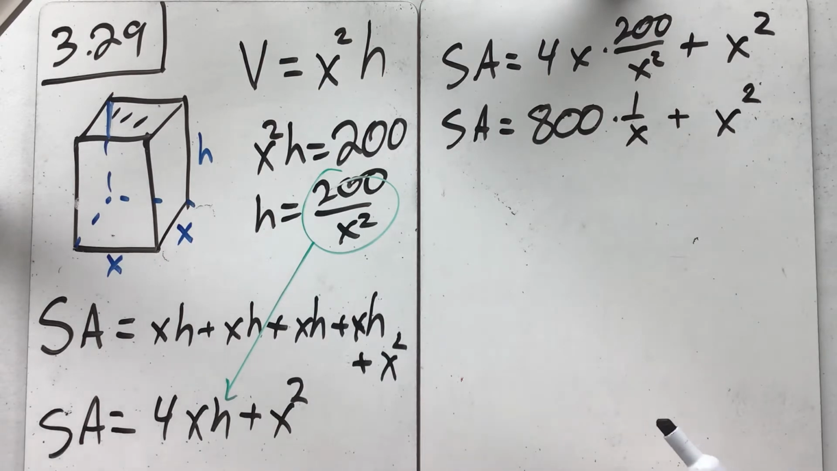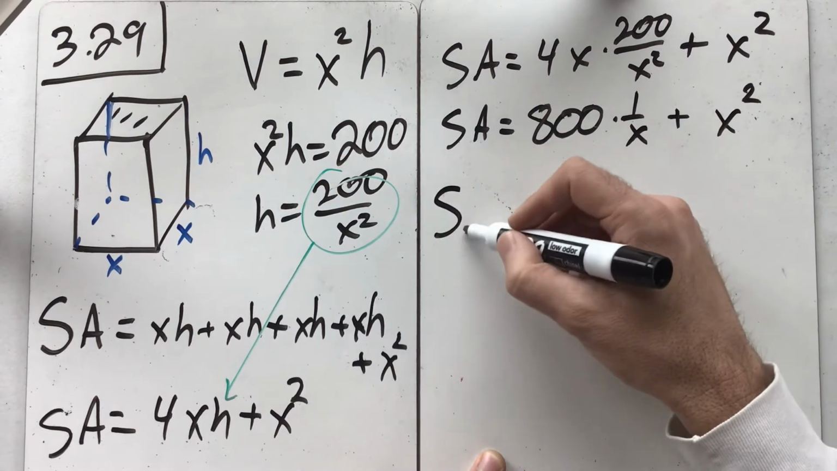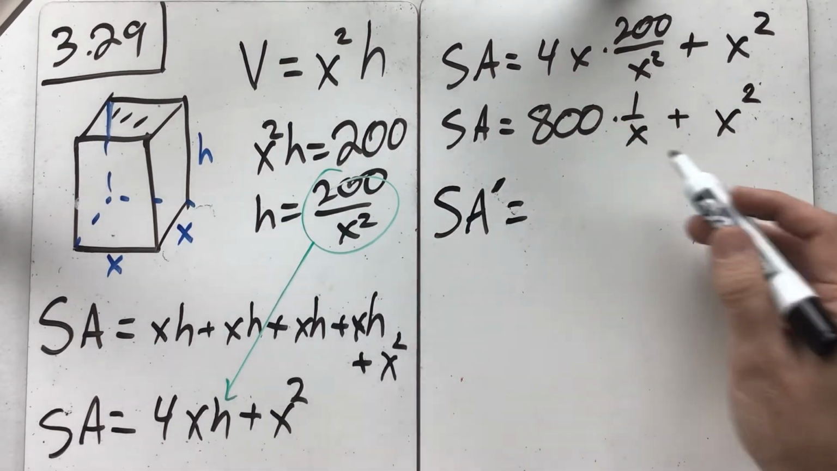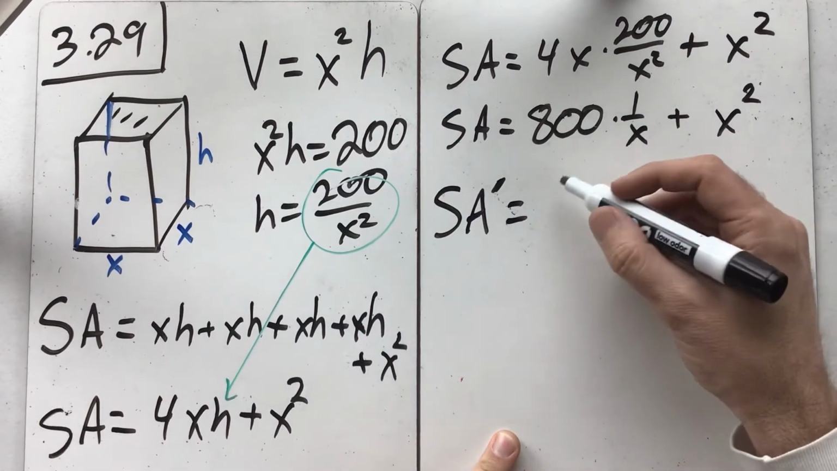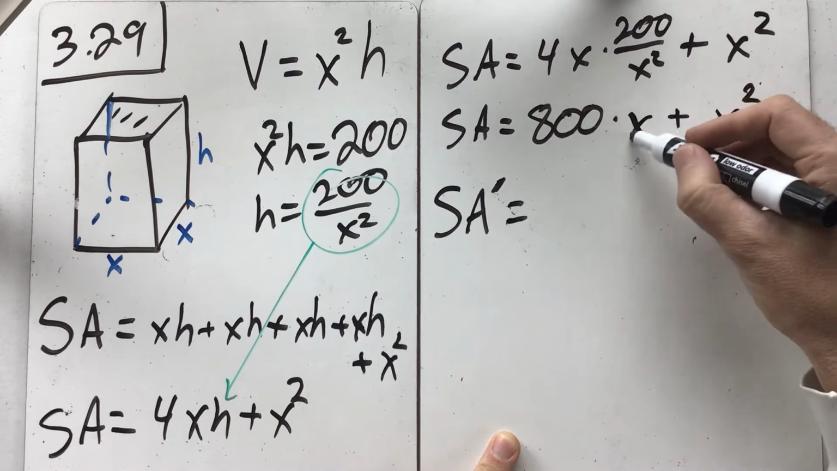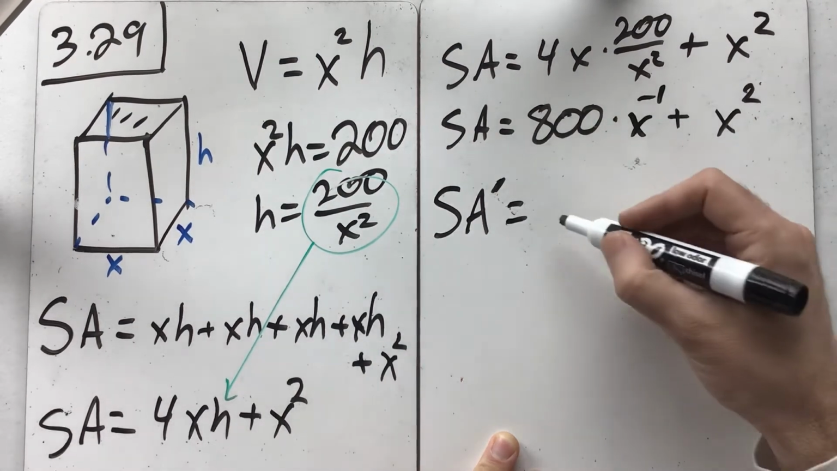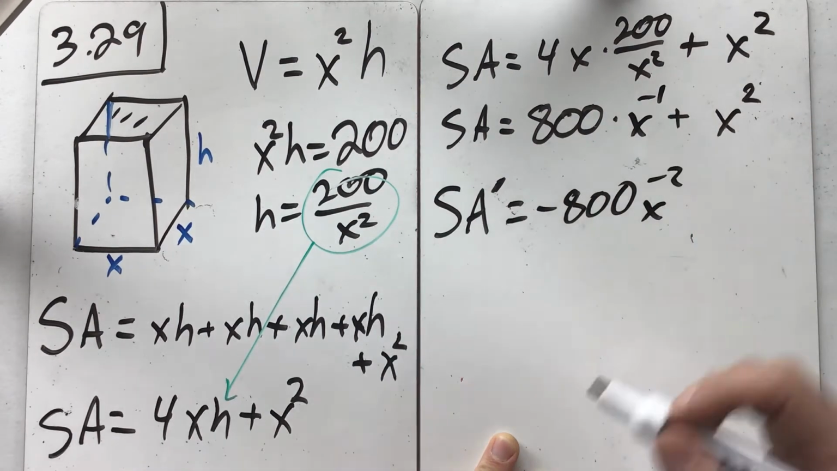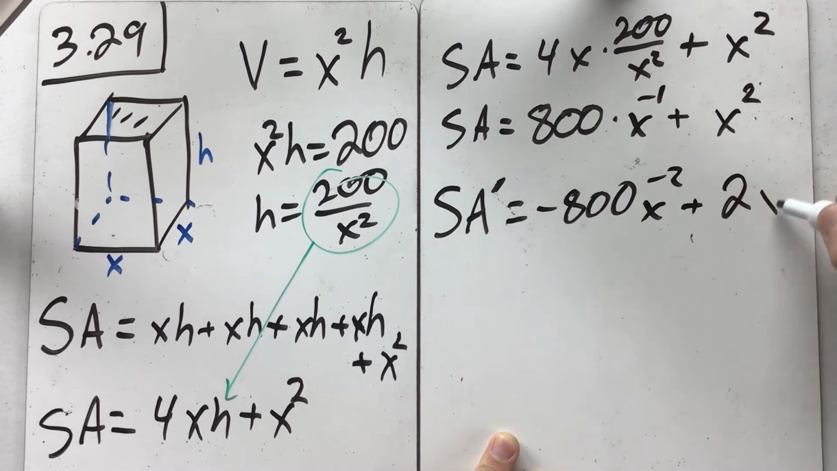Now, what do I need to do? Finally, I need to find the minimum using calculus. That means I need the derivative. So the derivative of this means I take the derivative of all of it. This is an x to the minus 1, so I can write 800 x to the minus 1, and the derivative becomes negative 800 x to the negative 2 plus 2x.